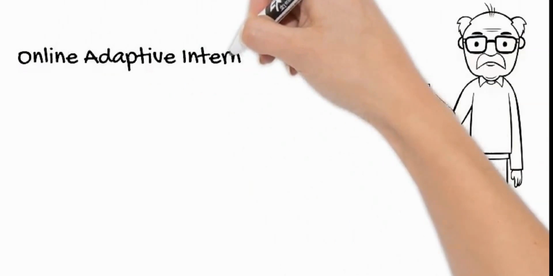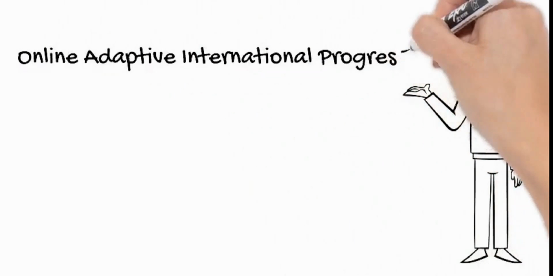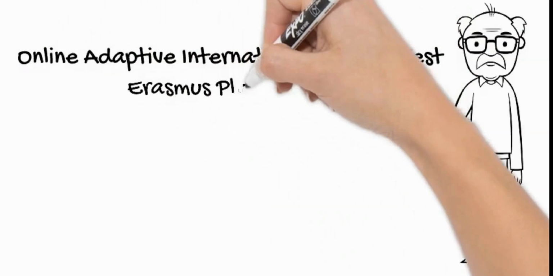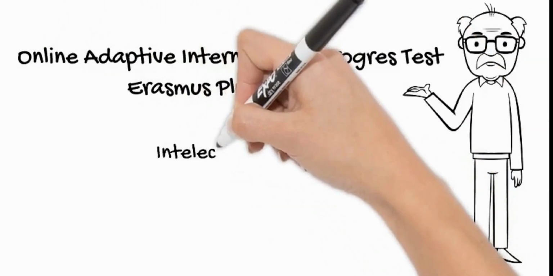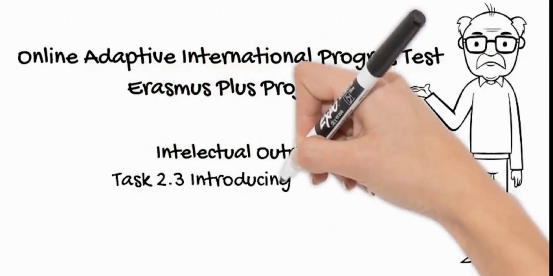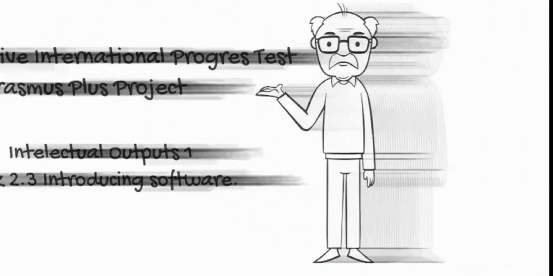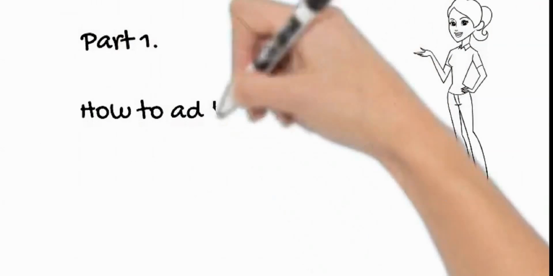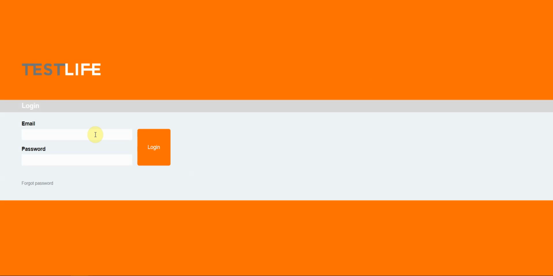With the online adaptive international progress test Erasmus Plus project, our task is to introduce everyone in the project to a software. We will start with a very simple task, which is helping you to add new items. First, we will learn how to add items. To do this, you must log into the TestLive online platform.